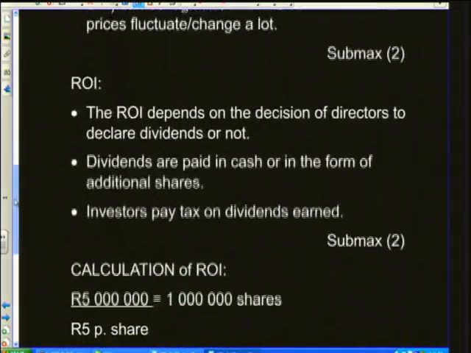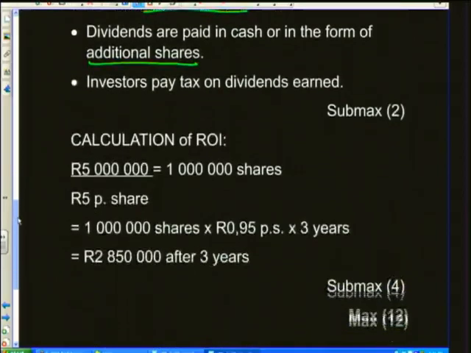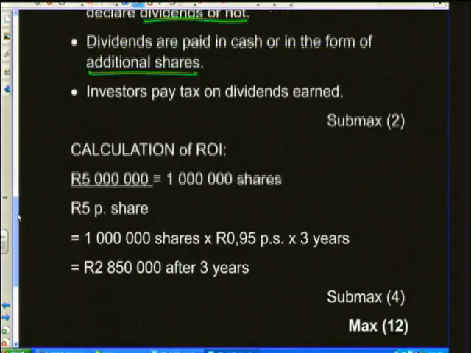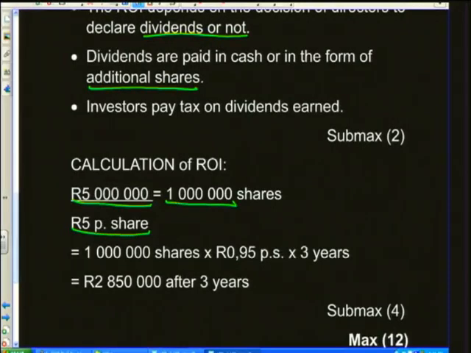Okay, so let's look at our return on our investment. This depends on the decision of directors to declare dividends or not. Right? Dividends are paid in cash or in the form of additional shares, and investors pay tax on dividends earned. All right? However, the tax rate that you pay is quite low. So let's do the calculation here. So we have R500,000. That means we can buy 1 million shares because the share price is R5 per share. So we've got 1 million shares that we can do something with there.